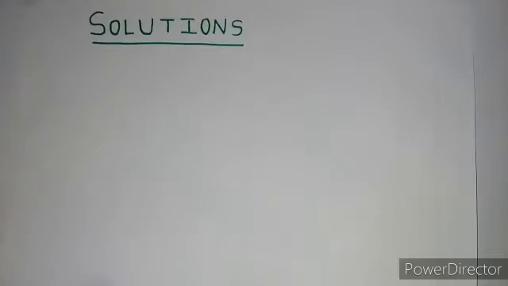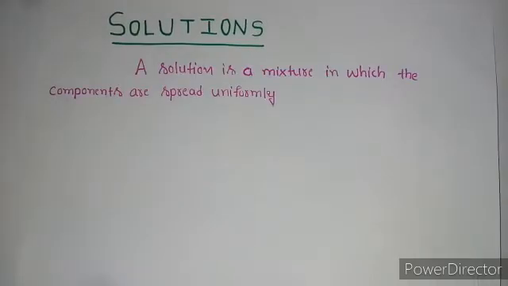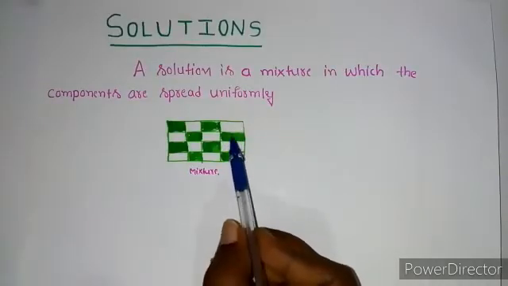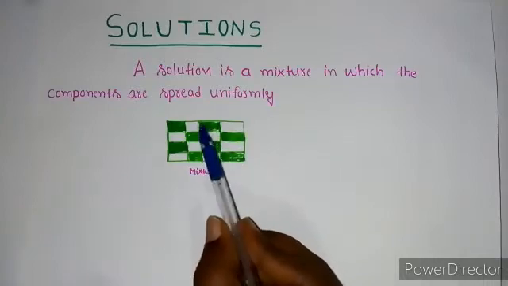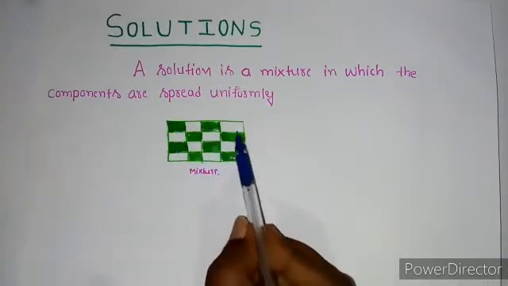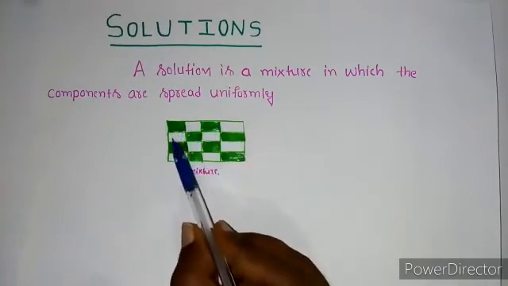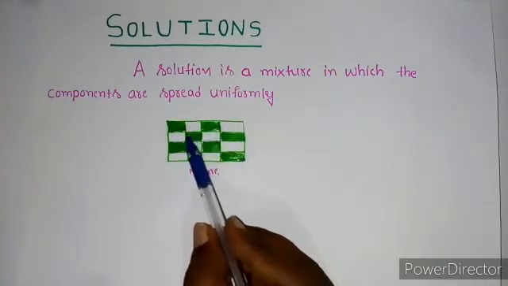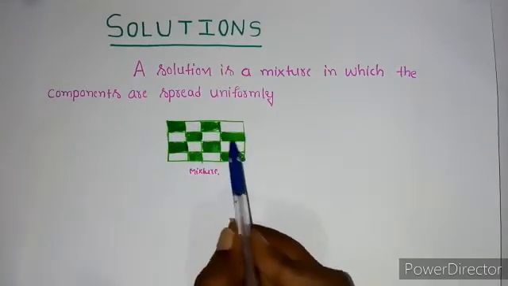There are many substances that are not pure, but a mixture of two or more pure substances, right? Students, do you know what a solution is? A solution is a mixture in which the components are spread uniformly. All of you see here, for example, a mixture. Here are two mixtures in which the components, all of you see here, these are all components, are spread uniformly here.